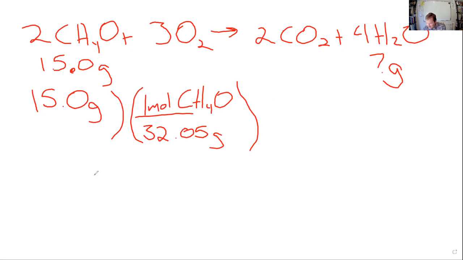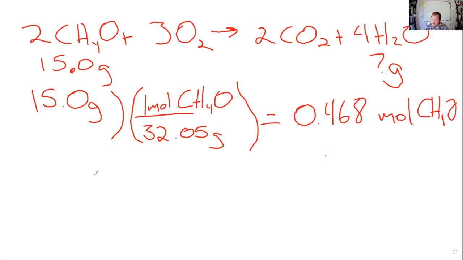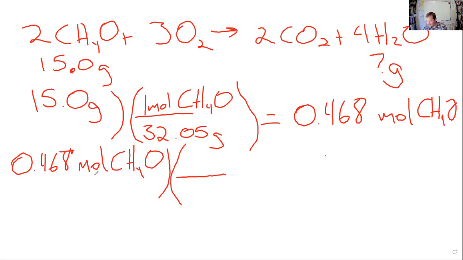And it's totally fine if you stop and hit equals right there and just get an answer, or you can do it all in one step. 15 over 32.05, and we get 0.468. That's moles of methanol. We want to keep track of moles of what, right? Sorry, I got close to the edge of my screen and I can't write that O properly. So once we get to moles of methanol, we can take that number, say 0.468 moles CH4O.